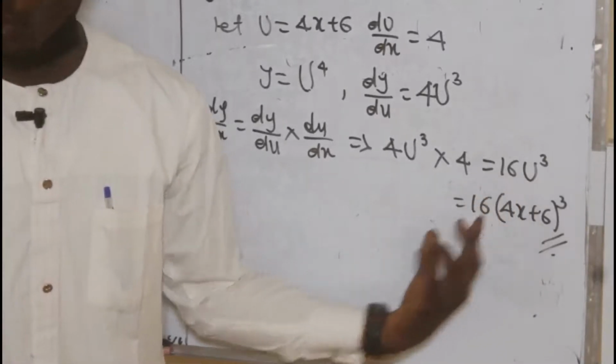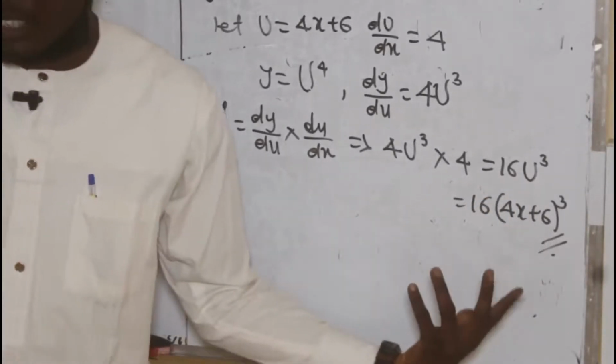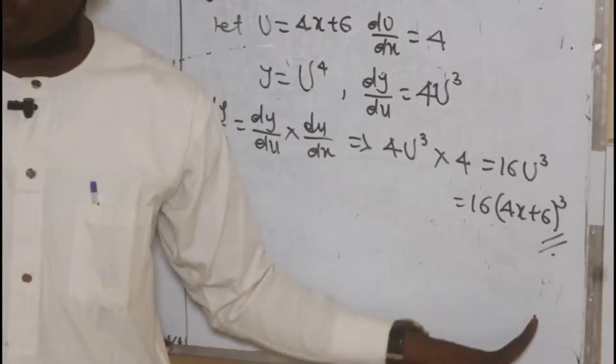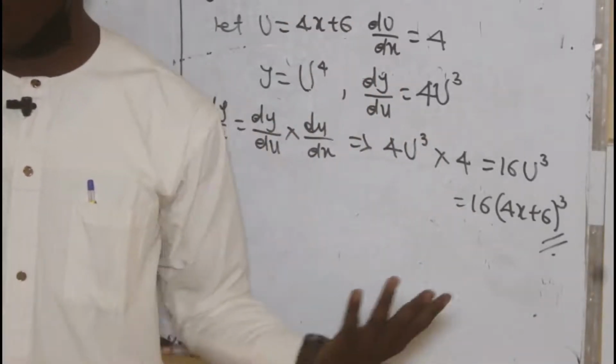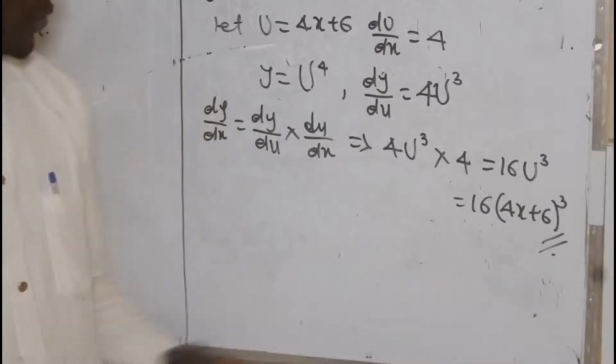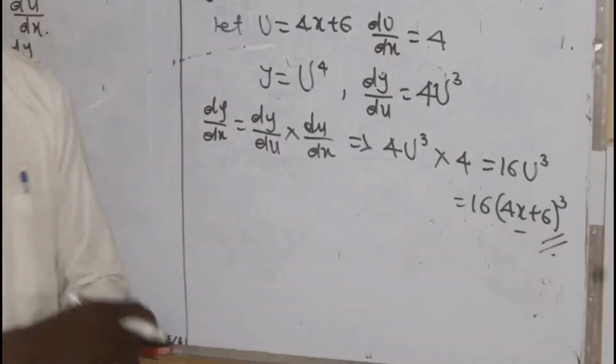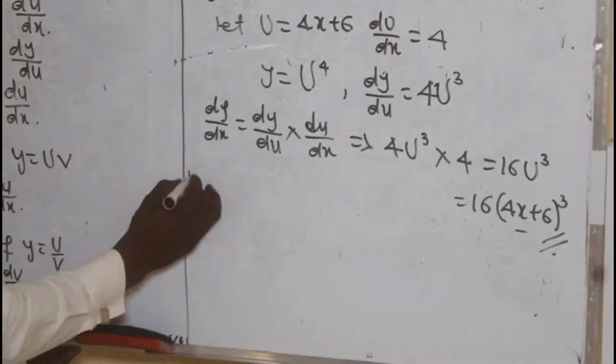If you are using u, maybe your colleague may be using t, right? So you have to substitute it back. It's not necessary that everybody must use u. You can use any alphabet you want. Is that clear? So you substitute it back. So that is how we find the differentiation using function of a function.